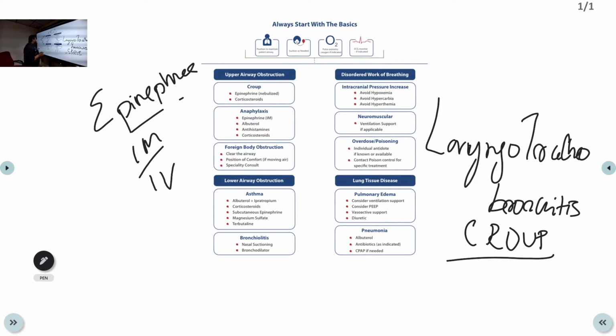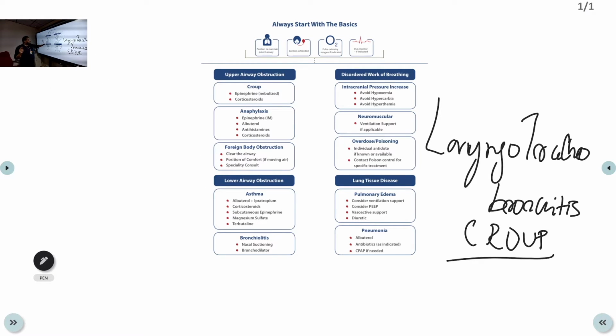One important thing you need to remember, whatever the airway issue: position the child to maintain a patent airway. Don't forget that. Maintain a patent airway, suction whenever it is needed, and you should have continuous cardiac and pulse oximetry monitoring. That has to be done. It is always the basics, so remember those basics correctly.